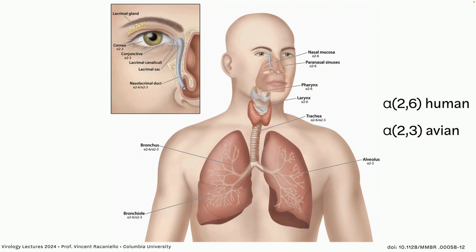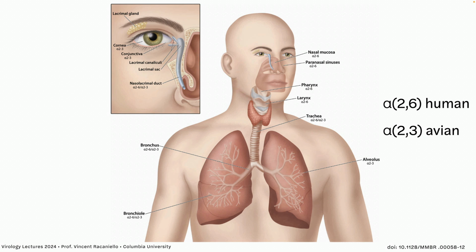So avian viruses bind alpha-2,3. They don't infect people very often. There have been fewer than 1,000 H5N1 avian influenza virus infections since we started tracking it, with about 800 deaths, maybe fewer. And part of the problem is that alpha-2,3 sialic acids are mostly in our lower tract.